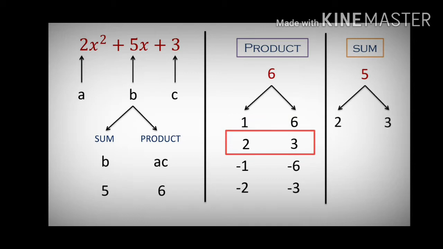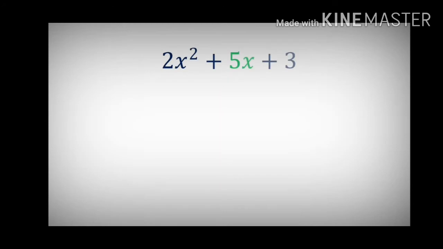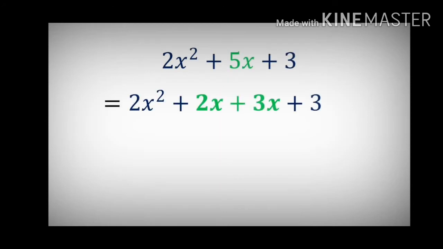So we'll consider 2 and 3 for the two parts. So 2 is one part, 3 is the other part. 2 plus 3 is 5 and 2 into 3 is 6. So you've got it. Now we will split the middle term. So 5x is there in the middle. So 5x can be written as 2x plus 3x.